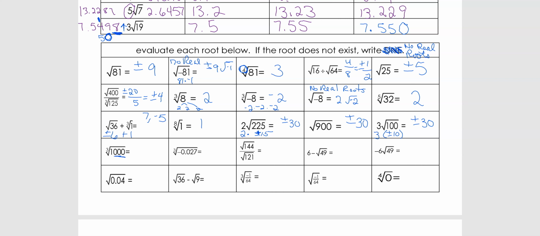All right, cube root of 1,000. 1,000 is one of our perfect cubes. It's 10 times 10 times 10. So the cube root of 1,000 is 10. And again, remember for cubes, it's going to be the same sign inside.